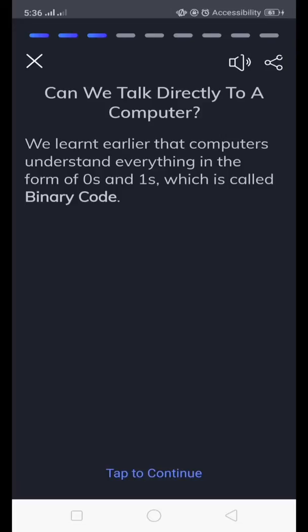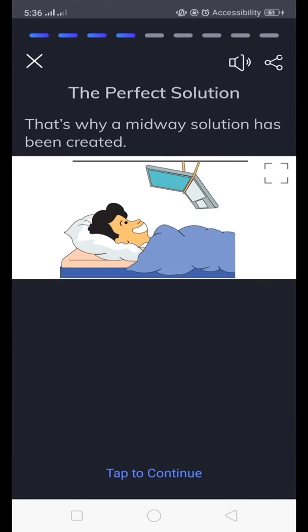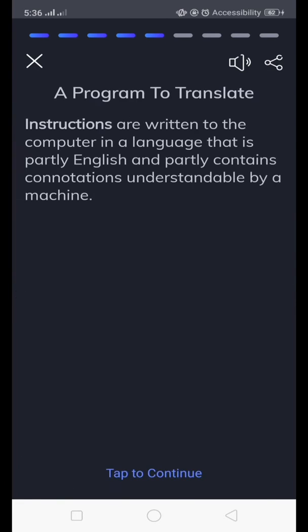We learned earlier that computers understand everything in the form of zeros and ones, which is called binary code. However, it is difficult for us humans to write out instructions in binary code. That's why a midway solution has been created. Instructions are written to the computer in a language that is partly English and partly contains connotations understandable by a machine. This is called a programming language.